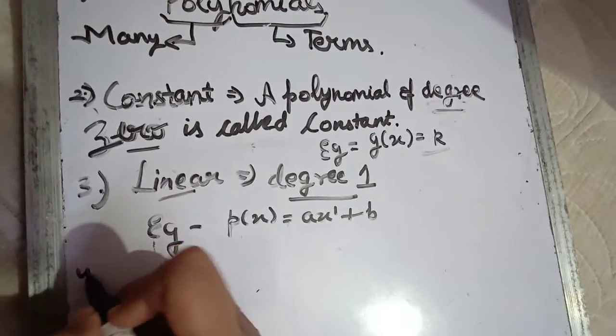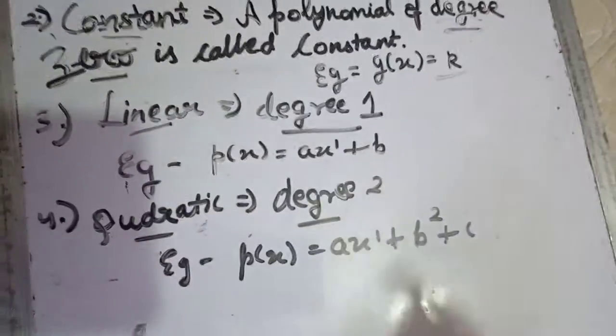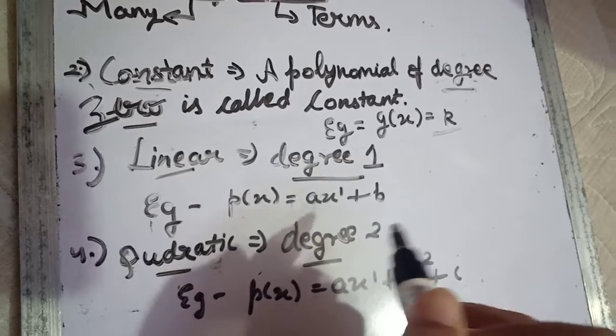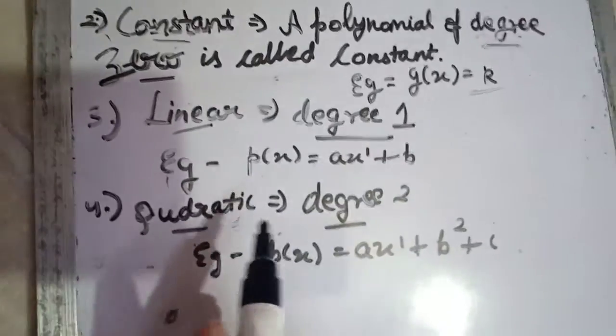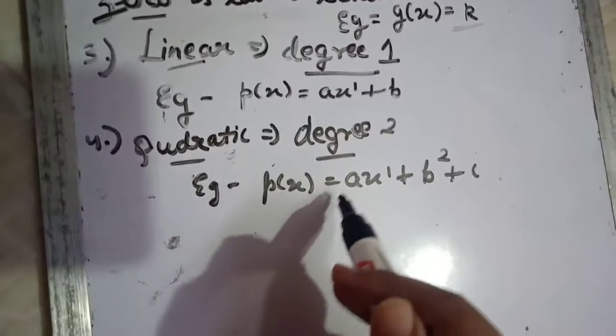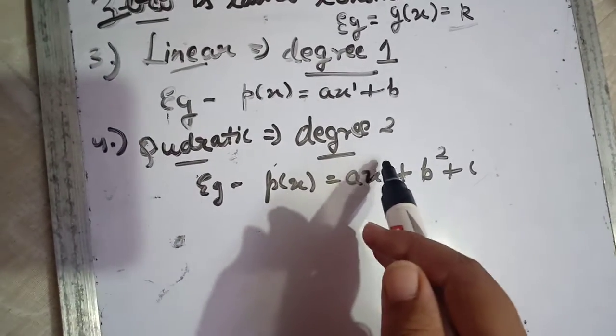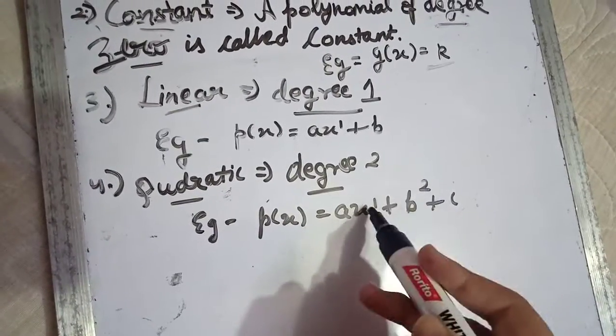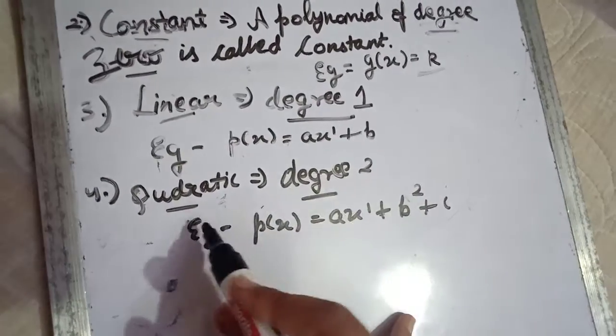The fourth point is quadratic is equal to degree 2. So the degree of a quadratic is that the highest power is 2. Example, we have taken p of x is equal to ax to the power 1 plus b to the power 2. So the highest power is 2, so it is quadratic.